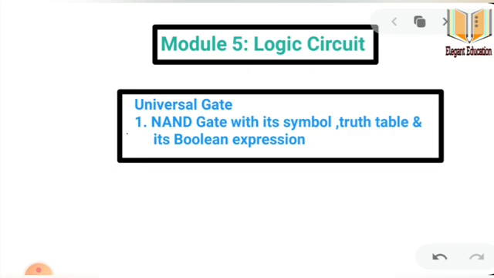Okay, so today we will be starting with the next part of logic gates. Today we'll be learning about a universal gate. One of the universal gates, I must say, is called the NAND gate. So now let us start with the NAND gate. In today's topic, we'll be learning its symbol, its truth table, as well as its Boolean expression. So without wasting time, let's move to the next part.